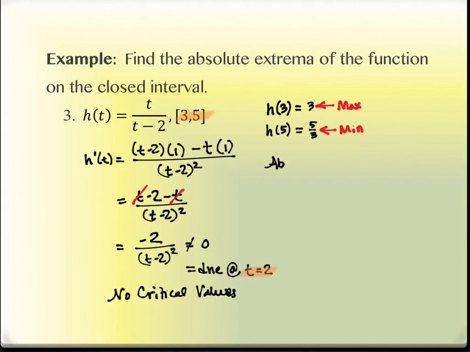So we have an absolute max. I'll put the intervals or in a point notation at 3, 3. And the absolute min at 5 and 5/3.